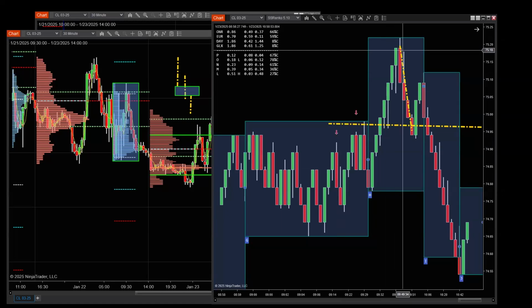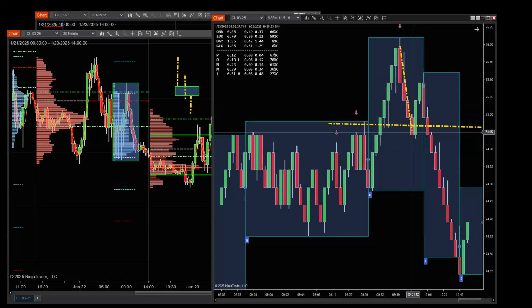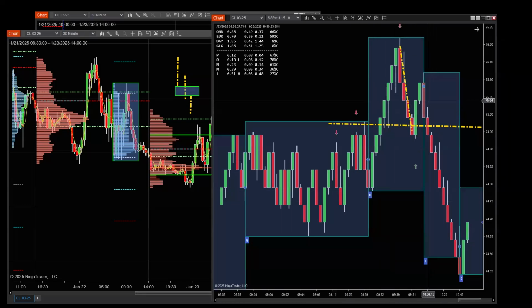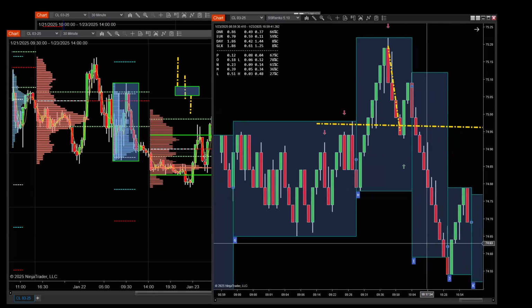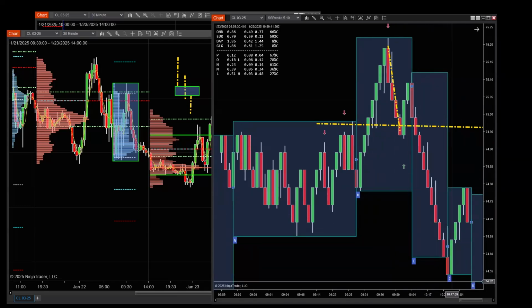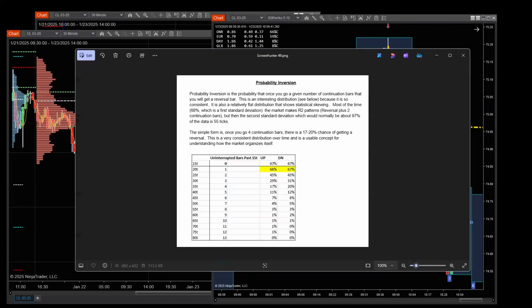Here I go reversal plus 1, 2, 3, 4, 5, 6. What's the probability of getting a reversal? More than 90% right there. I go 1, 2, 3. Now if I go 3, about 70% says I'm going to get a reversal. So it's actually mapping out the probability. If I go R1, 2, 3, 4, 5, 6, 7, 8, 9, the probability of getting a reversal there is 99%. So again, this is called probability inversion.